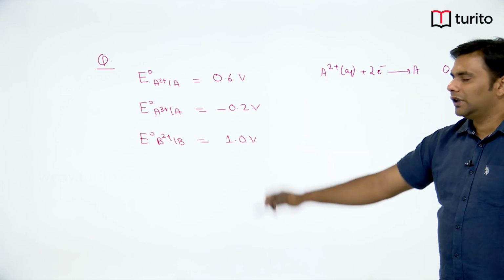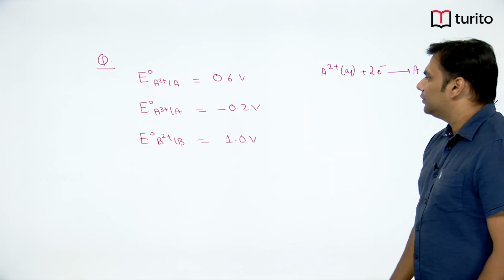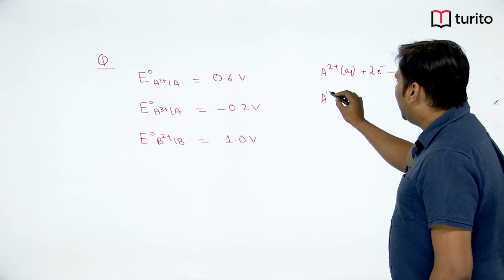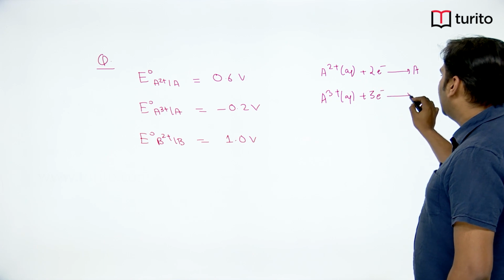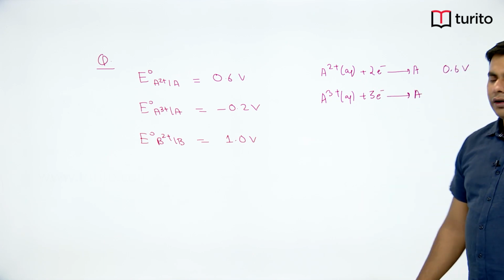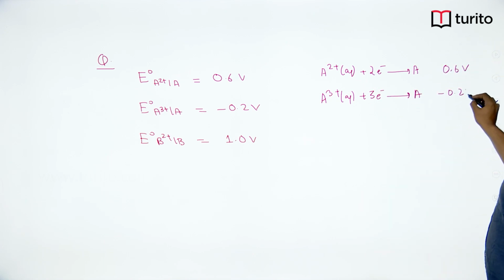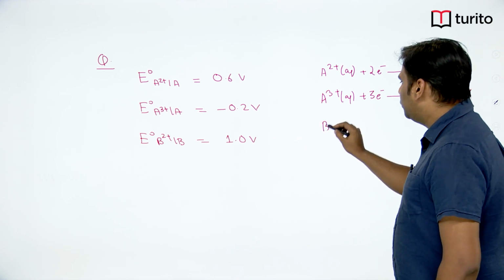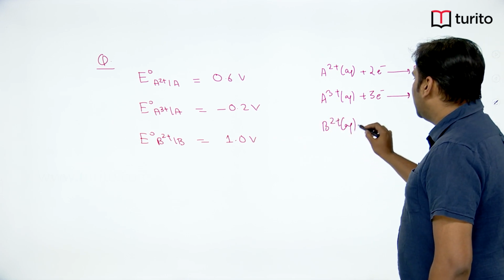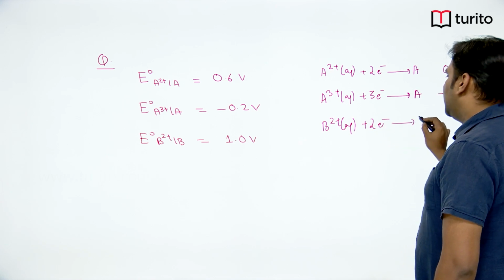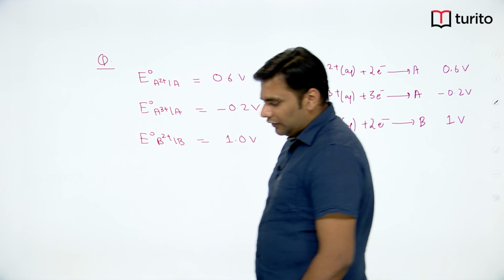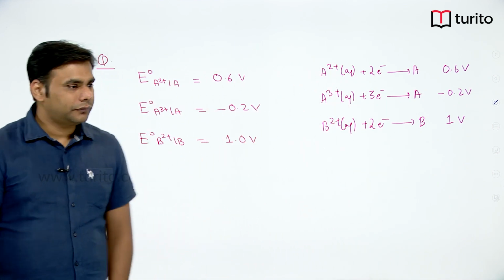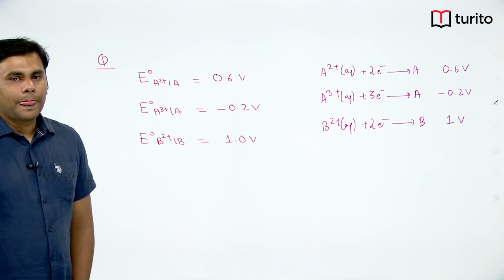So the potential given is that of reduction. So this is your reduction potential value. A3+ is taking up 3 electron from the solution and changing into A. Now the reduction potential is given as minus 0.2 volt. Similarly, B2+ is gaining 2 electron and changing into B. Now its reduction potential is given as 1 volt. I hope this is clear to you.